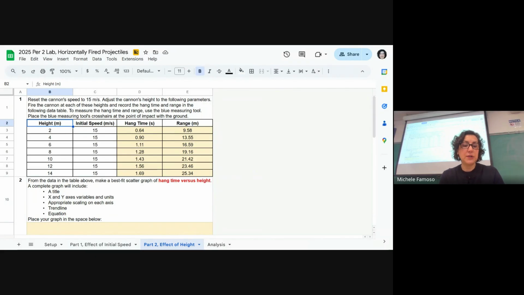Height in meters. Hold down your shift key. Right arrow over to hang time. Then use your down arrow to select all of the data. If you look at your name box here on the top left, it should say B2 colon D9. B2 colon D9. Let's go to insert the chart.